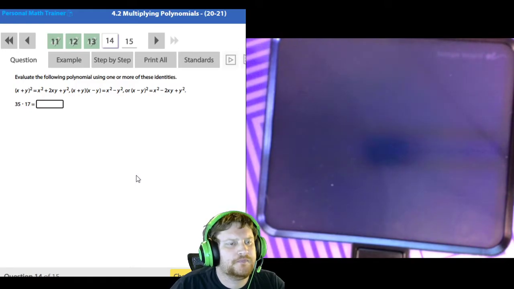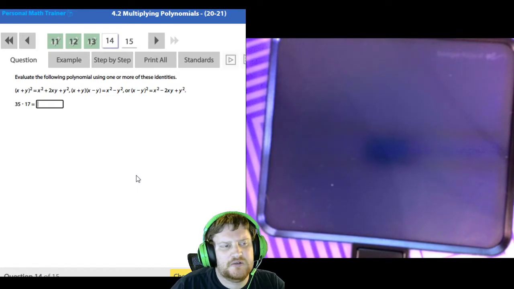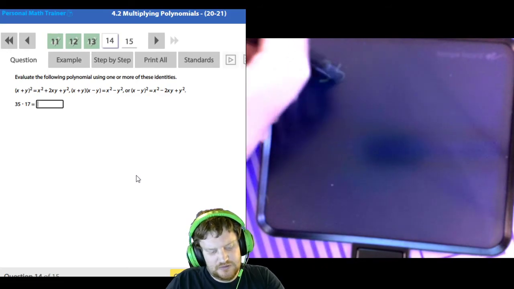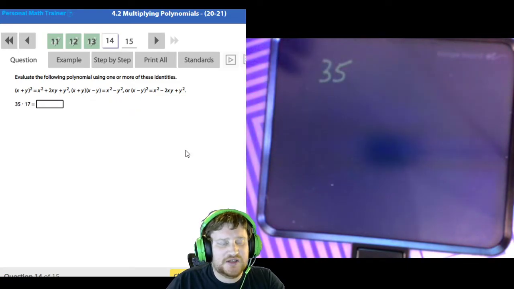Hmm. 35 times 17. I don't know why they're asking us to solve this using one of the identities. I don't see the relevance here. However, I can tell you the easy way to do this is, no, that's not what I'm doing either. I'm actually going to use an identity they didn't put on here.